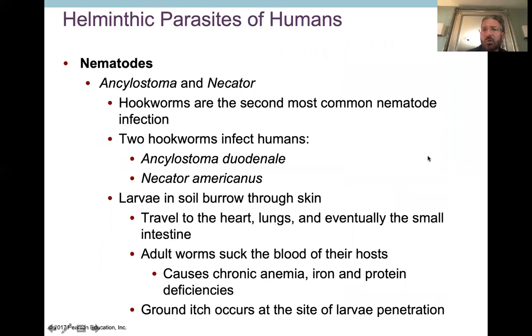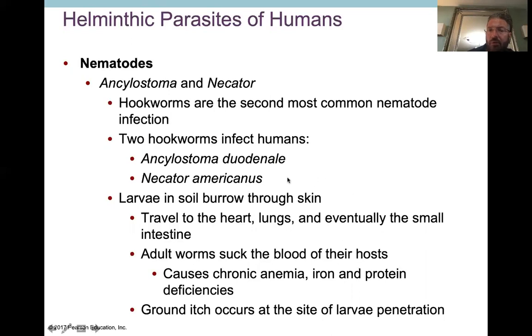So hookworms are the second most common nematode infection. And the two hookworms that infect humans are Ancylostoma duodenale and Necator americanus. This is brought over from Europe. All right, and these guys, these are nasty. Larvae burrow in soil through skin, travel to the heart, lungs, and eventually small intestines. All right. The adult worms, that's where I got this is Necator americanus. It was like a vampire thing, they thought. Adult worms suck the blood of their host, causing chronic anemia, iron, and protein deficiency.